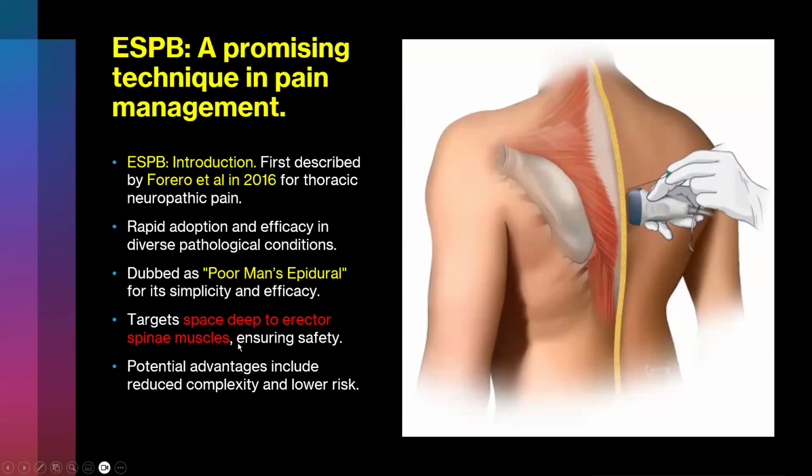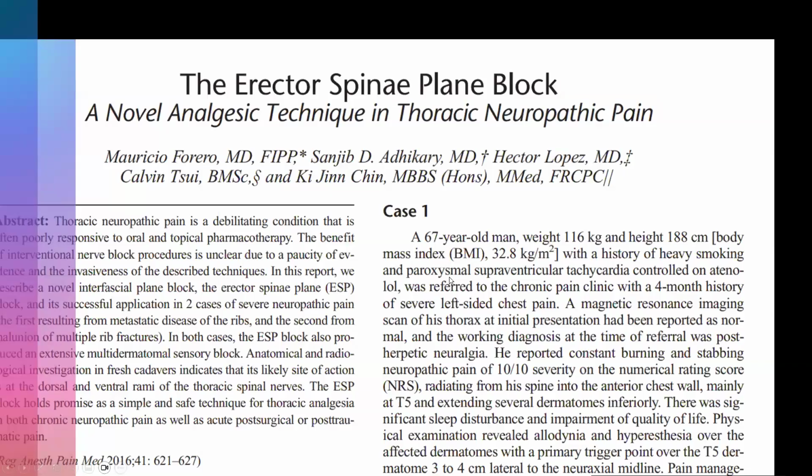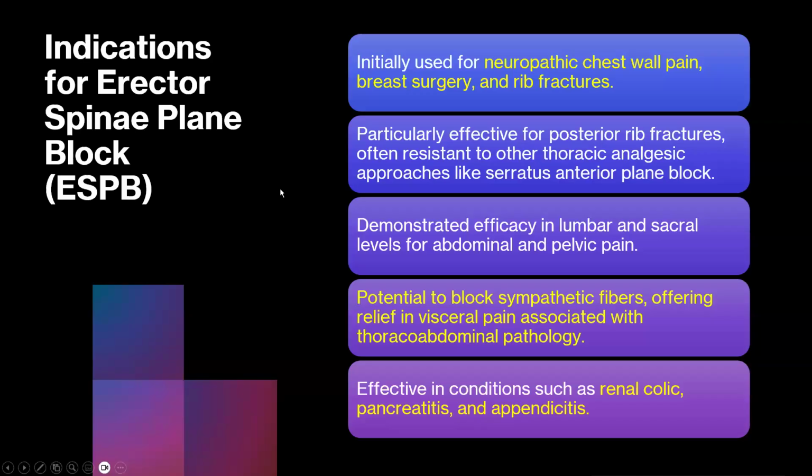It targets the space deep to the erector spinae muscle. So in between the transverse process and the erector spinae muscle, in that plane the drug is injected. So this is the initial study and the case study that was published at the time of the invention of the erector spinae plane block.